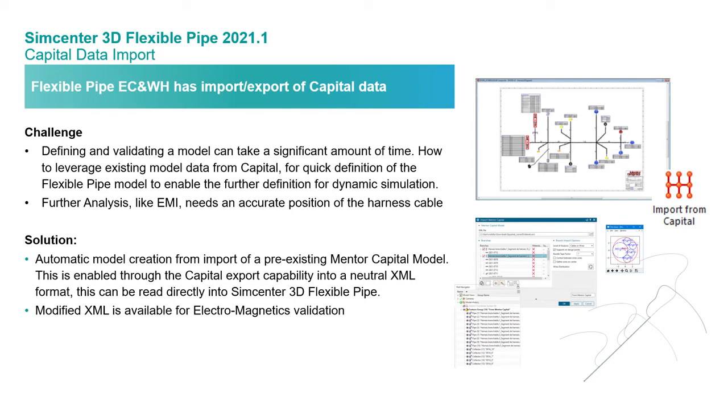The model from Capital doesn't contain any mechanical properties. Simcenter 3D can take that data from Capital to add loads, movements, and material properties to provide an accurate positioning of the wires in the 3D space. After potential enhancements, optimization of the harness model for mechanical purposes, the harness can then also be used for further analyses like electromagnetic interference.